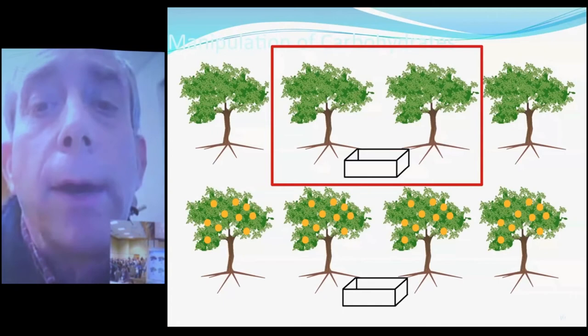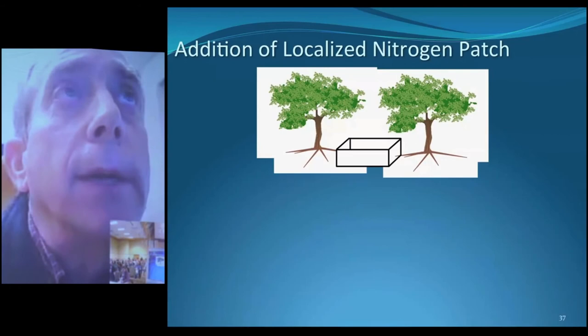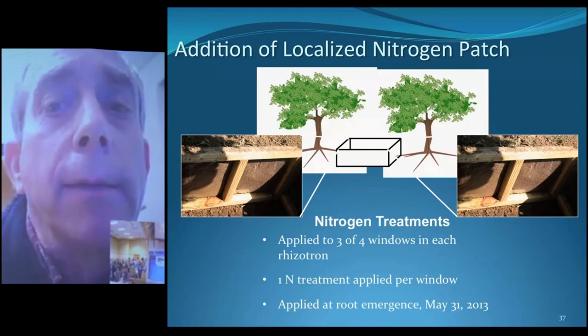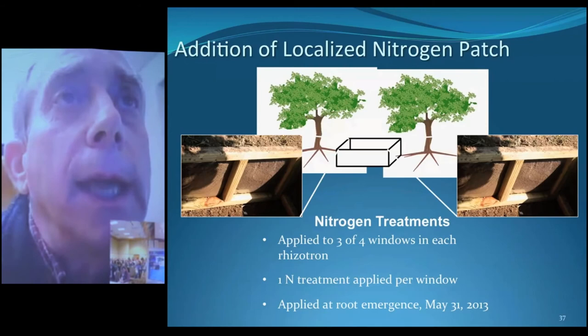So the next slide. Now we added localized nitrogen to see how they would forage in nutrient-rich patches. And so in each window, they got a different nutrient patch. Go ahead, advance. And advance again. And so we had nitrogen treatments, which we applied to three of the four windows. And I'll talk about those in just a second. And they were applied right at root emergence, around the end of May, beginning of June. So we had, next slide.